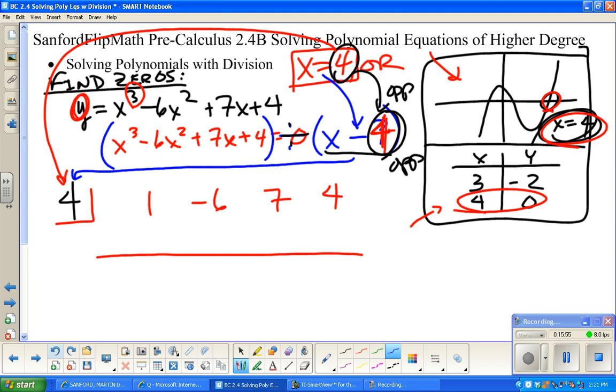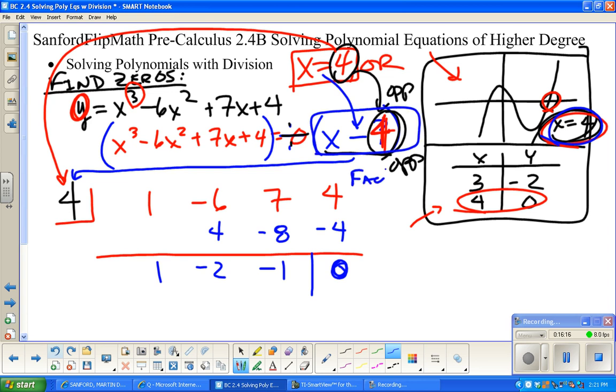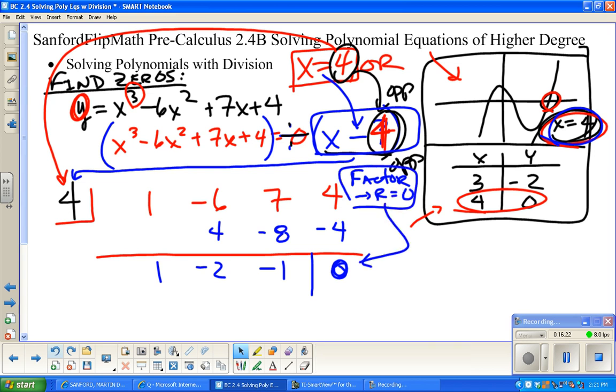Now you can do long division here if you want. I'm going to do synthetic. So bring down the 1, multiply, add, multiply, add, multiply, add. Now, according to what I said, if x equals 4 is a 0, then x minus 4 should be a factor, and if it is a factor, then the remainder better be equal to 0, and it is. If it doesn't come out to be 0, then something is wrong.